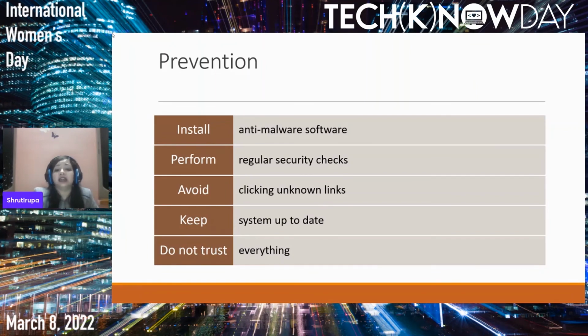Avoid clicking any unknown links. You may have no idea about what the link could be about. Just don't click it. It's very important. We don't have to click on every link. If you find it very suspicious, don't click on it.